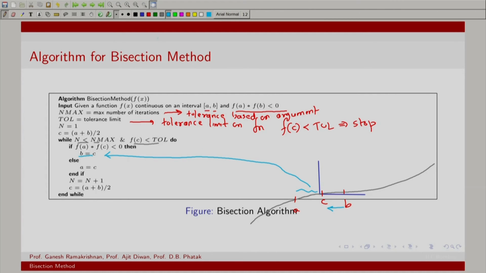On the other hand, it is possible that C is on the other side. So in that event, if C were on this side, you would set A to C, you would push A to C and search for the interval CB. So you have to keep track of the iteration number and then further look at the midpoint of the new interval. Please note that the algorithm terminates when both these conditions are satisfied. So by design, it is guaranteed to run for the n max number of iterations.